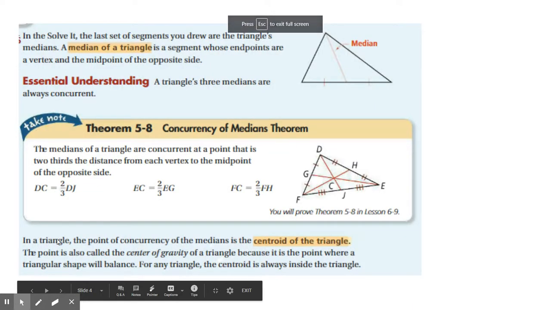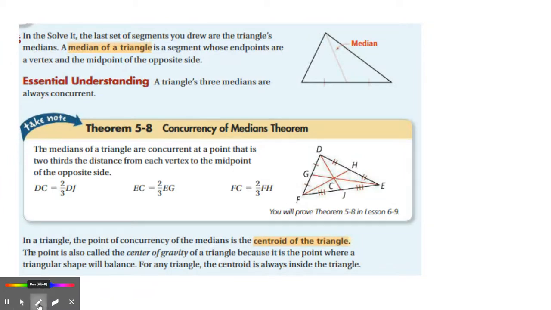All right, honors geometry. So the next type of segment we need to talk about is a median. A median is a segment whose endpoints are a vertex and midpoint of the opposite side. So a median is connected by a vertex and a midpoint. So here's your median. And again, we know this is a midpoint right there.